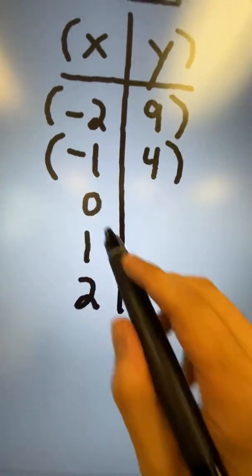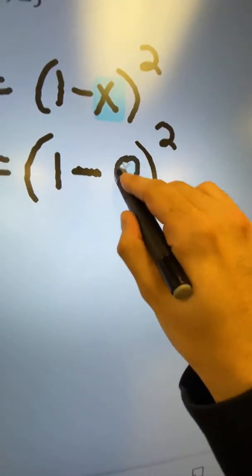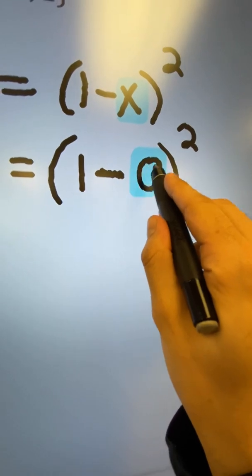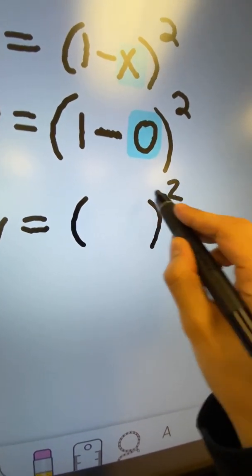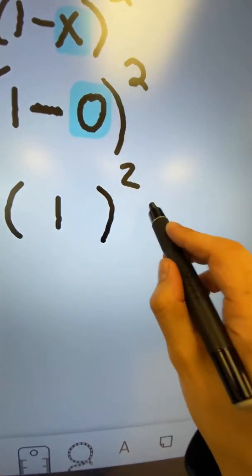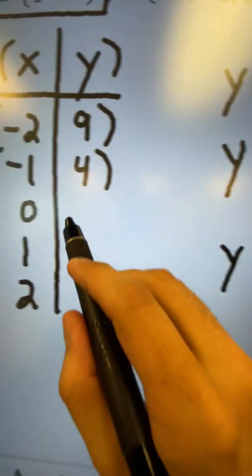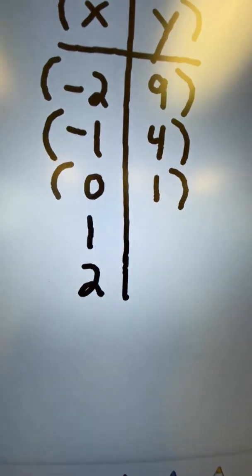So we're going to take 0 and put it in place of x. So I put a 0 here. Again, notice that this is what replaced x. There's no negative to worry about in this case. Now simplifying inside the parentheses, we get 1. And we know 1 to the second power is 1 times 1, which is 1. So my output when x is 0 is 1. So now I have my third point, 2 more to go.